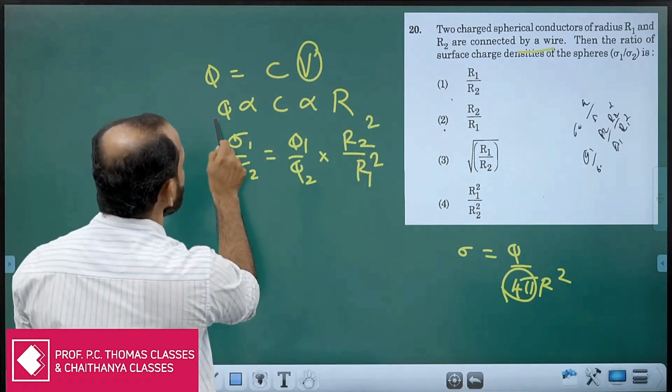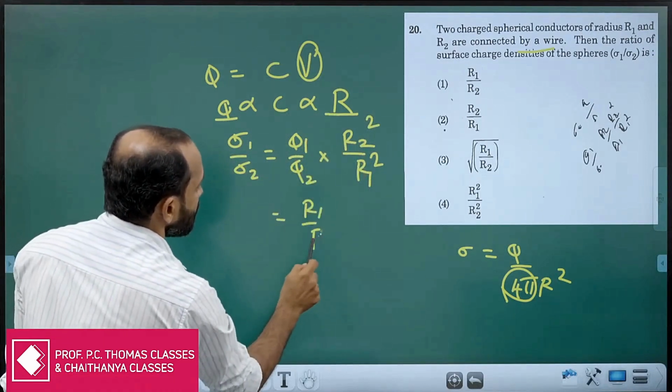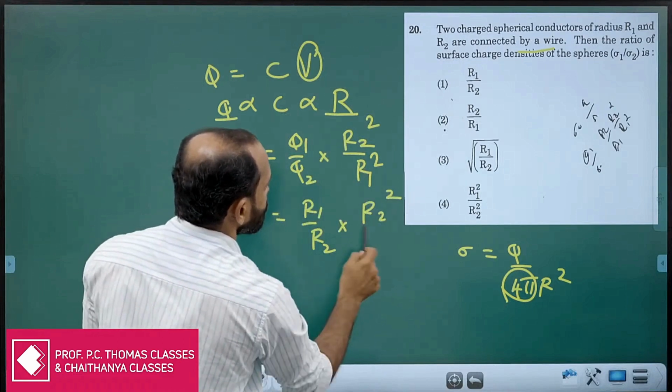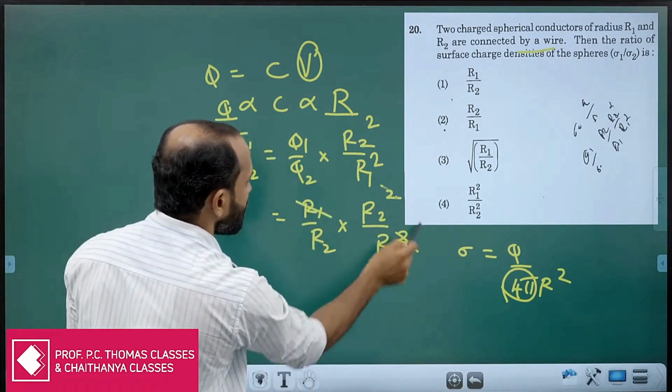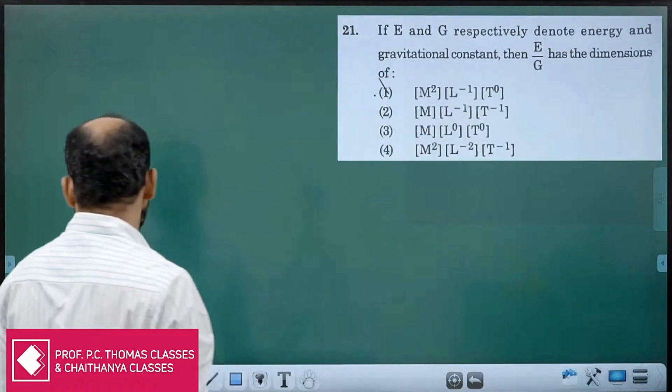But from here, Q1 by Q2 is R1 by R2. That is R1 by R2 multiplied by R2 square by R1 square. R1 cancels, R2 cancels. So the answer will be R2 by R1, second option.